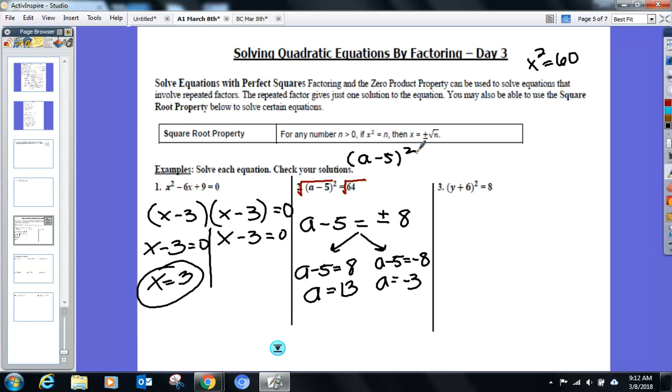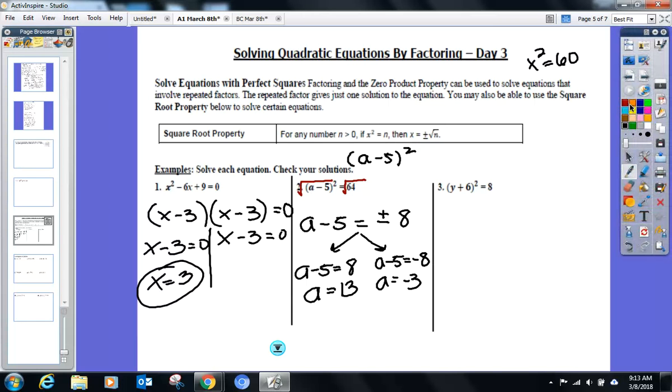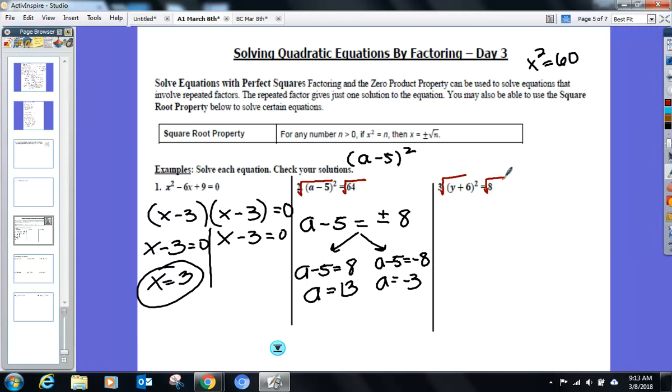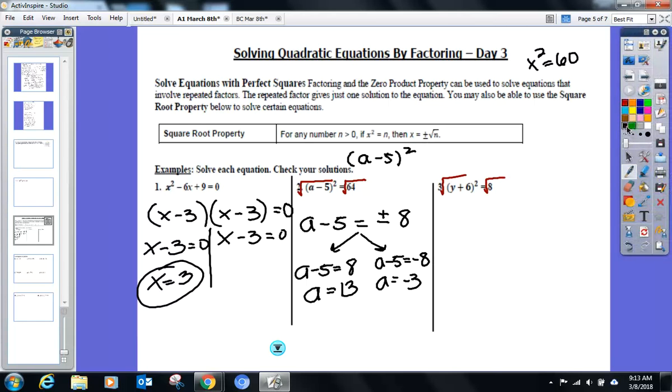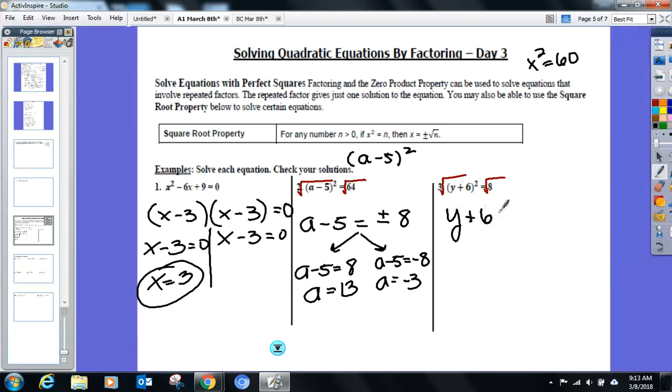Questions, comments? Everyone all right? Okay, let's move to 3. You see it's squared. How do I get rid of the squared? Square root both sides. Now the only difference here is I can't take the square root of 8. It's a sloppy decimal. If that's the case, leave it as the square root of 8. Don't give me that sloppy decimal that's in your calculator right now. So y plus 6 equals plus or minus the square root of 8.